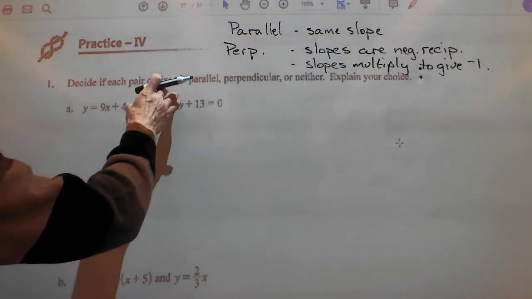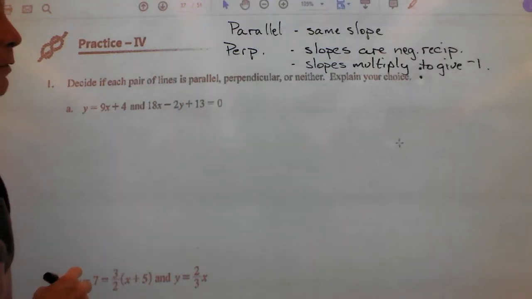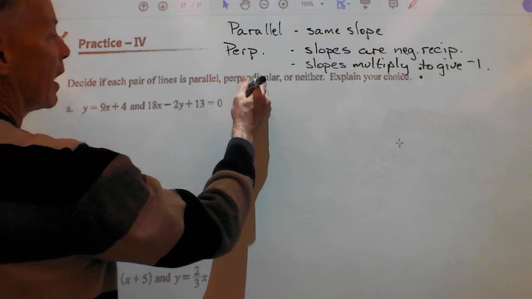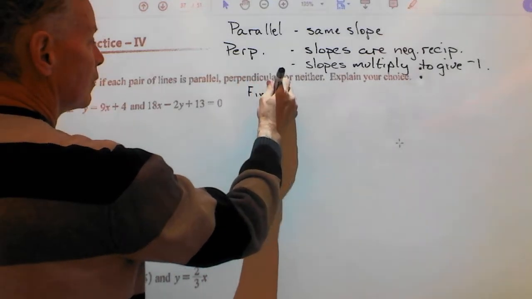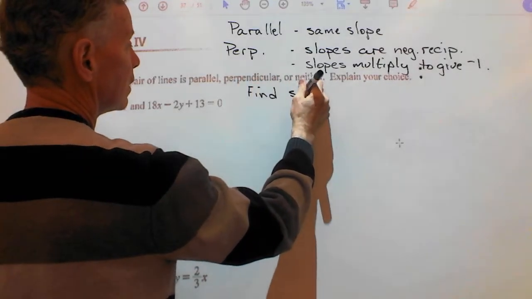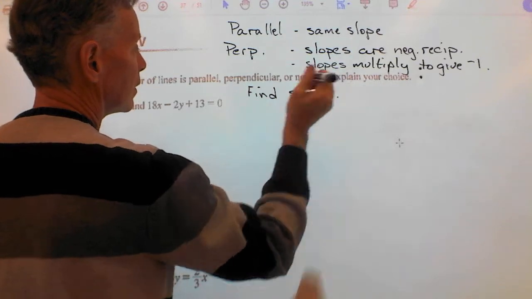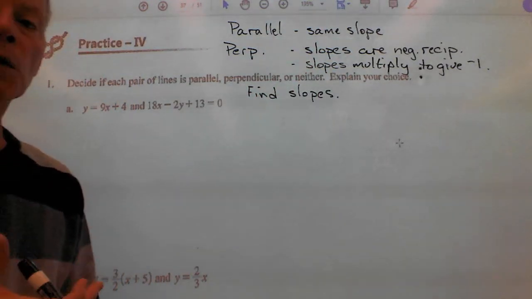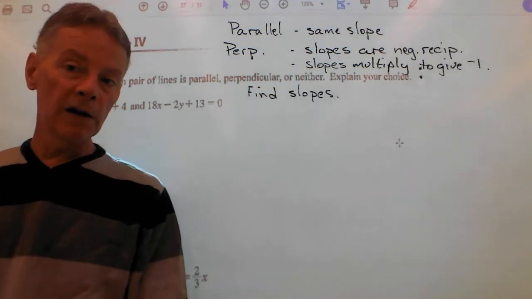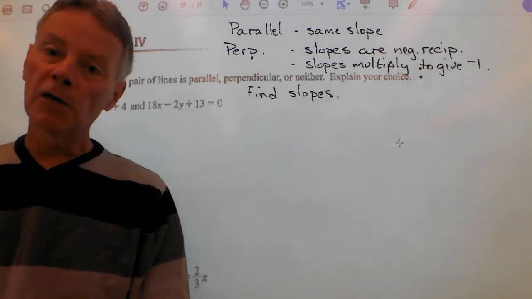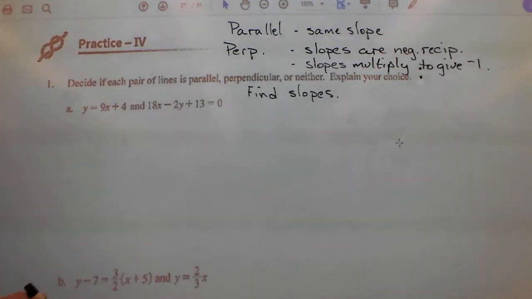Okay? So in order to decide whether a pair of lines is parallel, perpendicular, or neither, what you have to do is find the slopes. Okay? You can't say anything about them if you don't know their slopes. So that's the first thing we're going to do. They've been kind to us.